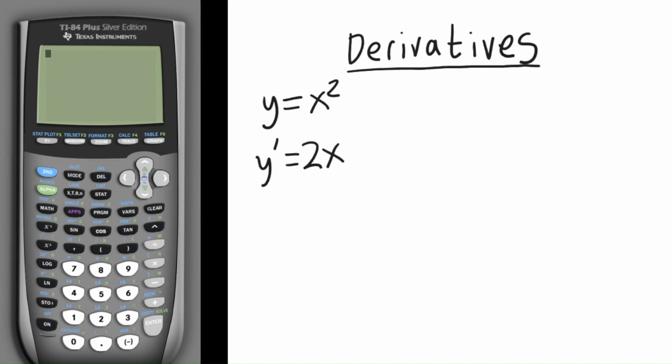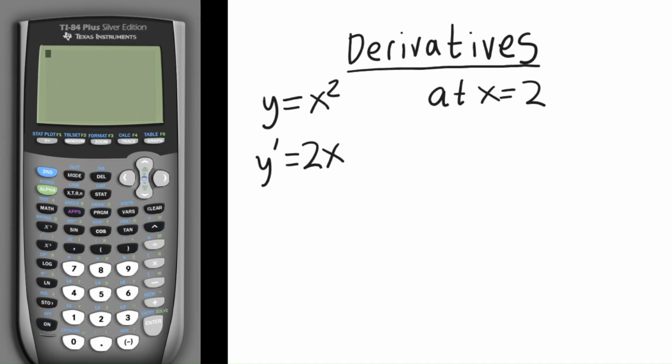Well, since it won't do that, what will it do? What if I were to say at x equals 2? So we want the derivative of x squared at x equals 2. Now this question, it will do. It will give you a numeric derivative. So there are a few ways we can go about that.